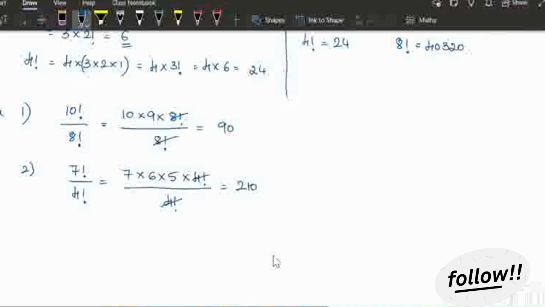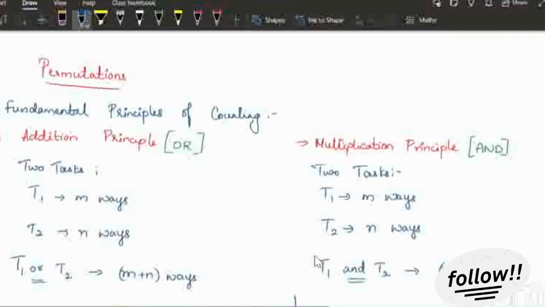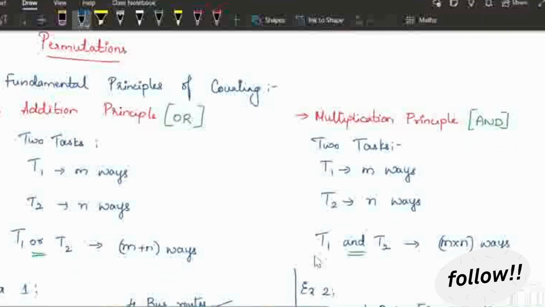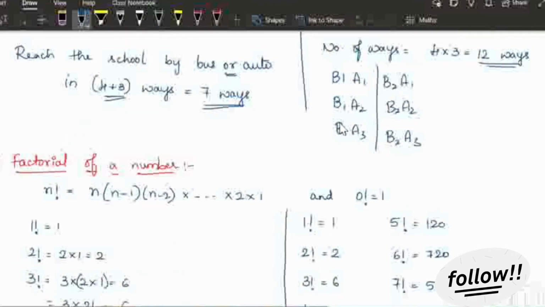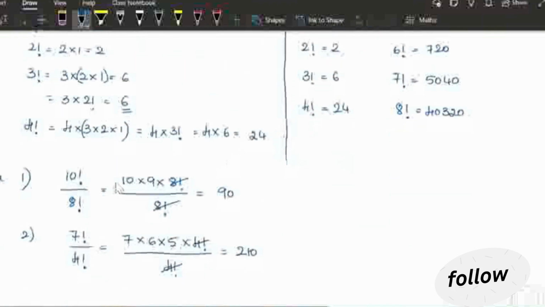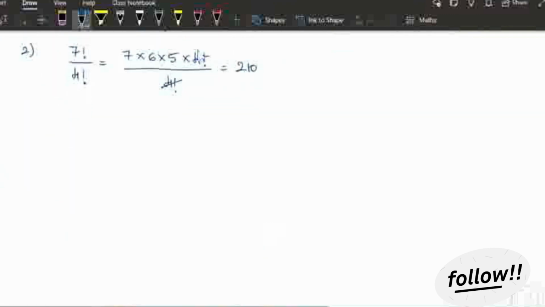Now we will start with permutation. We'll start with the definition of permutation. So you have now learned the basic information required to learn this topic in general. One is the addition and multiplication principle, you know how to find the factorial of a number, and you know how to simplify expressions which have factorials. So now, what is permutation?